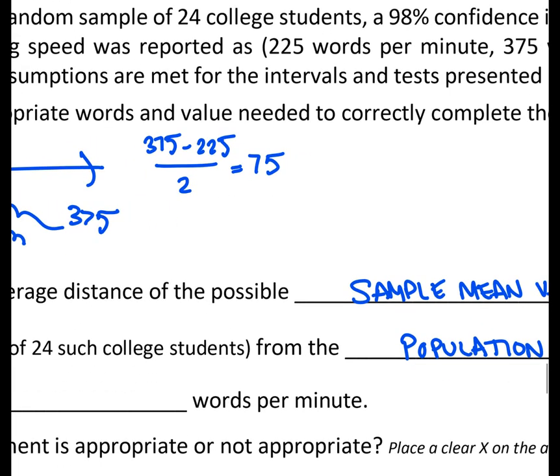So we know this 75 is equal to, as the formula card had, t star times the standard error of x bar, which is what we're interested in. So the last step here is to find t star. So let's head back to the formula card.